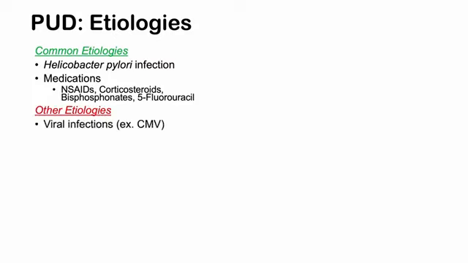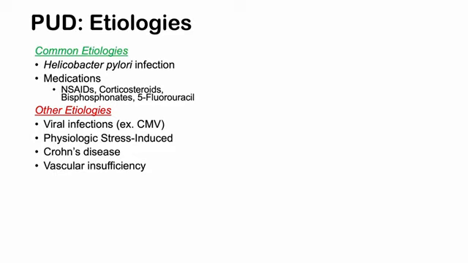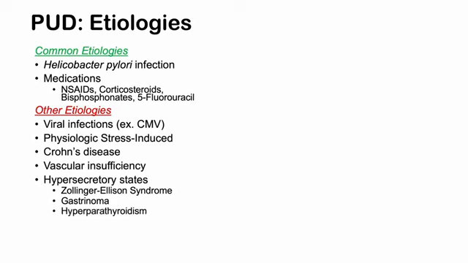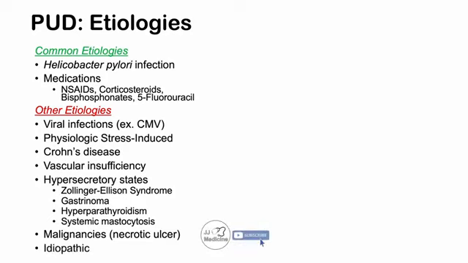Some other etiologies include viral infections, one of them being cytomegalovirus. Physiological stress can also lead to peptic ulcer disease, especially if it's chronic stress. Crohn's disease can also lead to peptic ulcer disease due to chronic inflammation of those certain areas in the gastrointestinal system. Vascular insufficiency can also be a cause. Hypersecretory states can also lead to peptic ulcer disease, and one of them is Zollinger-Ellison syndrome. Another one can be gastrinoma, and we can also see it with hyperparathyroidism and systemic mastocytosis. Malignancies can also lead to peptic ulcer disease, and these normally cause a necrotic ulcer. And then there's also idiopathic causes of peptic ulcer disease.